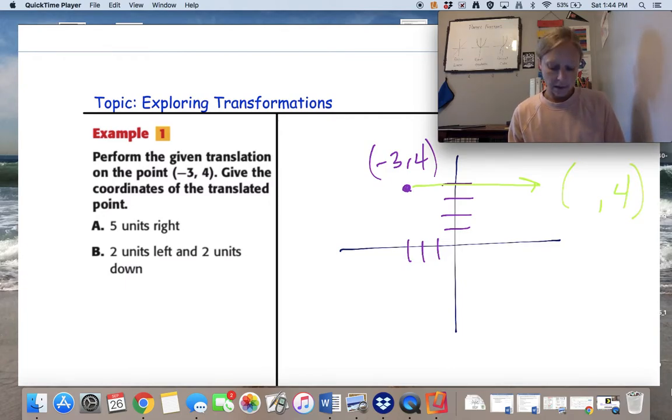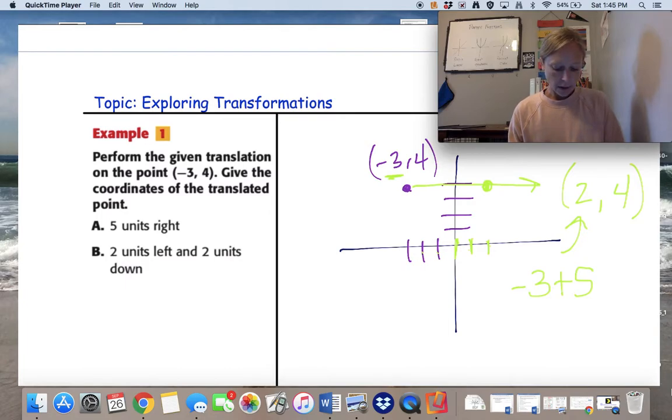But what we need is this x constant to go 5 to the right. So if we count 1, 2, 3, 4, 5, here's our new point. And where we are now is at 2, 4. Notice all we needed to do to get there is do -3 plus 5. And we've got that over 2 now.